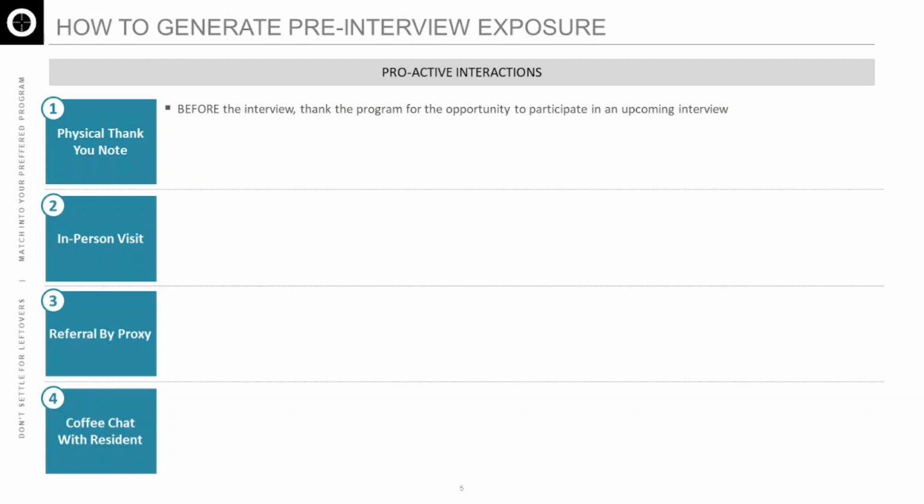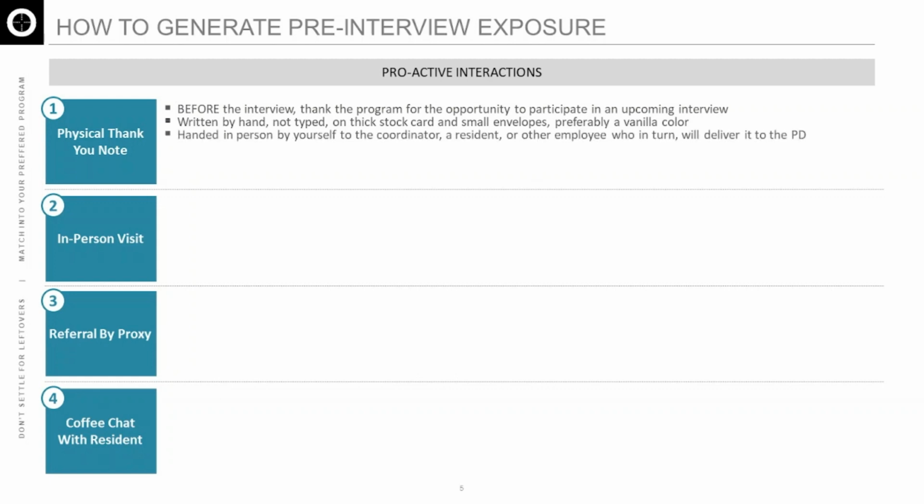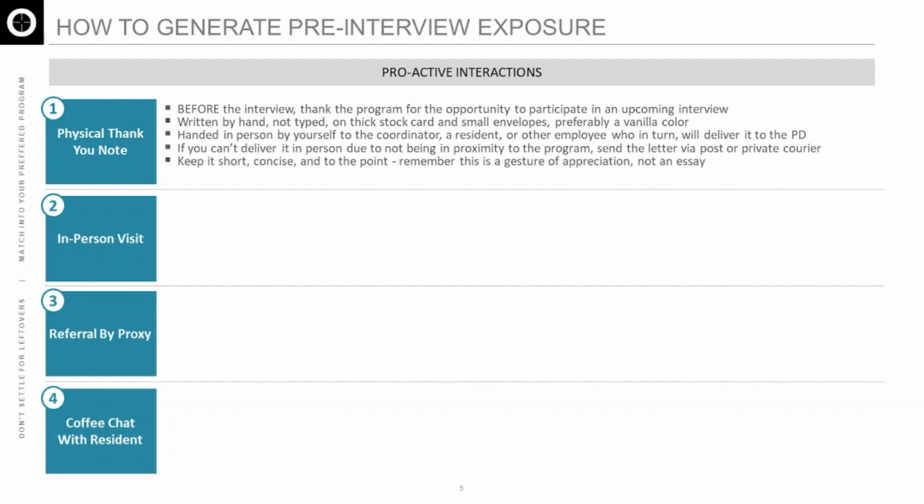Other characteristics of this type of thank you note include: number 1, they should be written by hand, not typed, on thick stock card and small envelopes, preferably a vanilla color. Number 2, they should be handed in person by yourself to the coordinator, a resident, or other employee who in turn will deliver it to the PD. Number 3, if you can't deliver it in person due to not being in proximity to the program, these letters should be sent via post or private courier. And number 4, keep it short, concise, and to the point. Remember, this is a gesture of appreciation, not an essay.